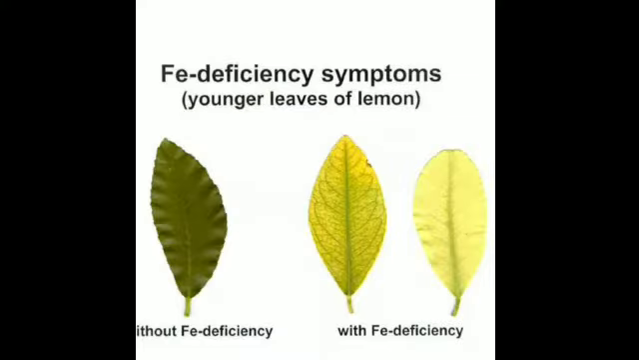Then moving on to the micronutrients, that is, if there is a deficiency of iron in the plants, then there is yellowing of leaves. These are the healthy leaves, and these are the leaves with iron deficiency, that is yellowing of leaves, and the stems also are weak of such plants.